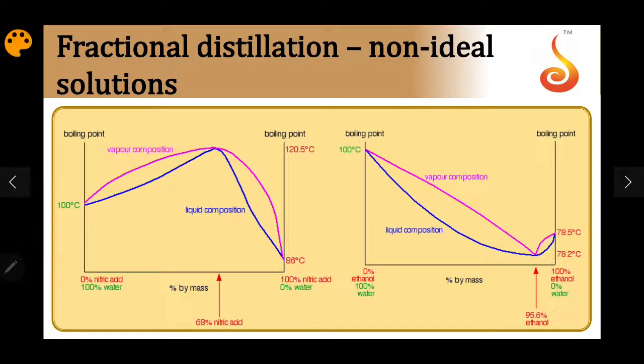Now distillation of non-ideal solutions. Whichever graph you start with, any composition, suppose I start with the left one, that is positive deviation, vapor pressure will be more and boiling point will be less. So the right side is for negative deviation. In negative deviation, vapor pressure will be low and boiling point will be high. In all the cases, the pink curve represents vapor, the blue one represents the liquid. Suppose I take any composition here.